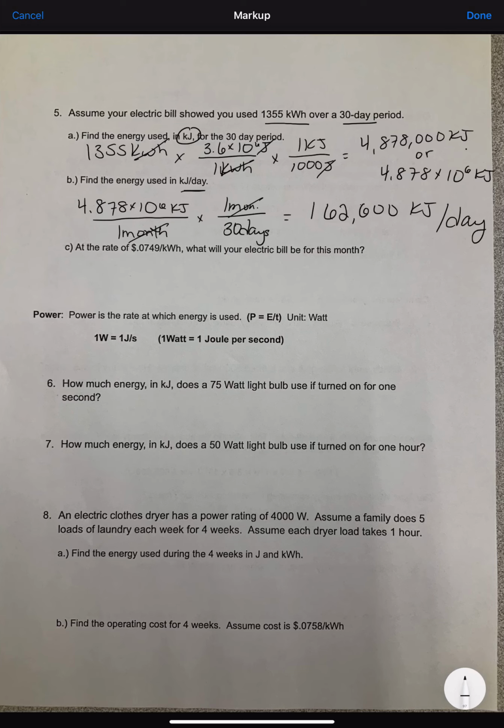Now I'm trying to find out on C, at the rate of 0.0749 cents per kilowatt hour, what will your electric bill be? So if I have 1,355 kilowatt hours for my month, I just multiply that by how much it is per kilowatt hour. And I'm going to get my bill is going to be 101.49.